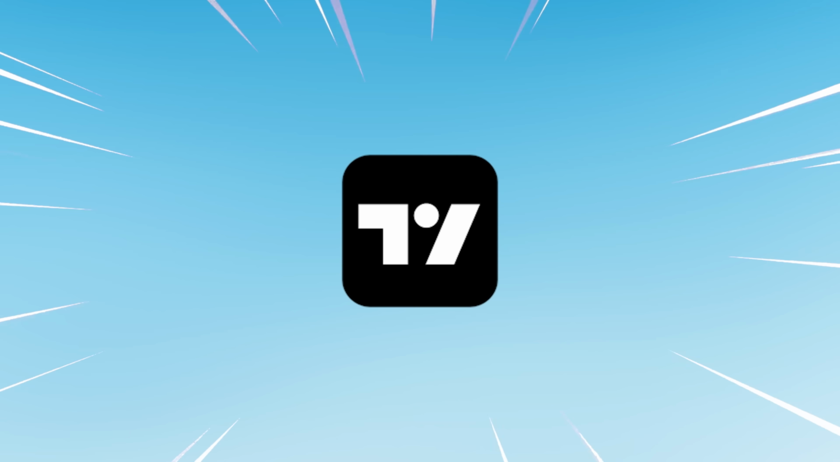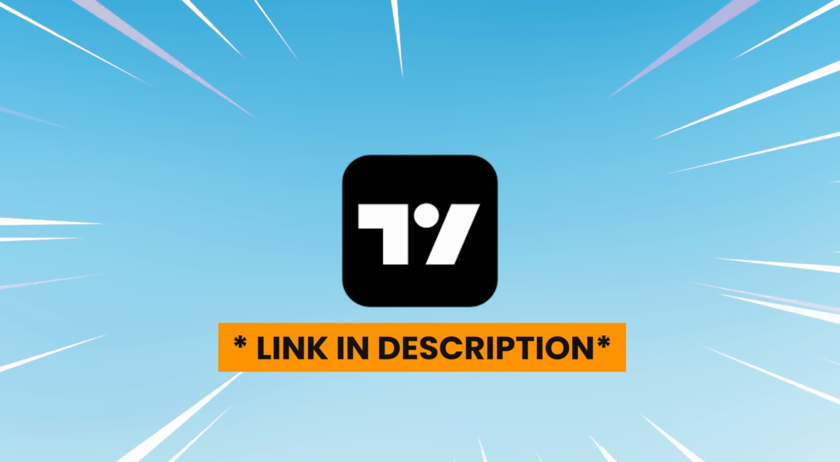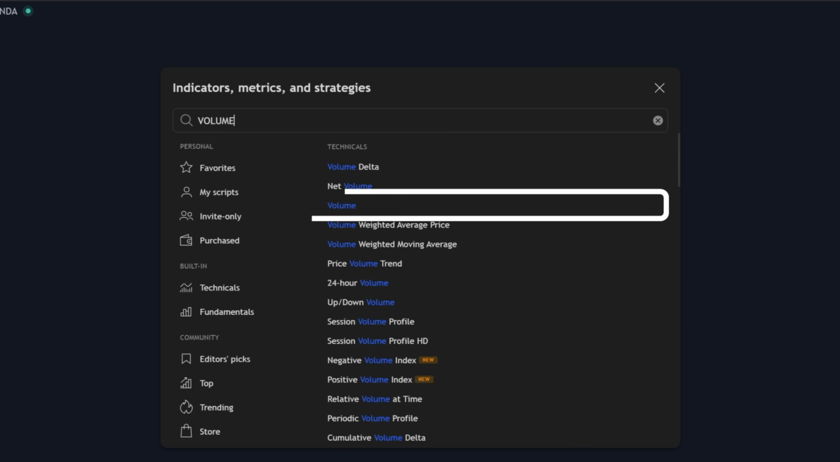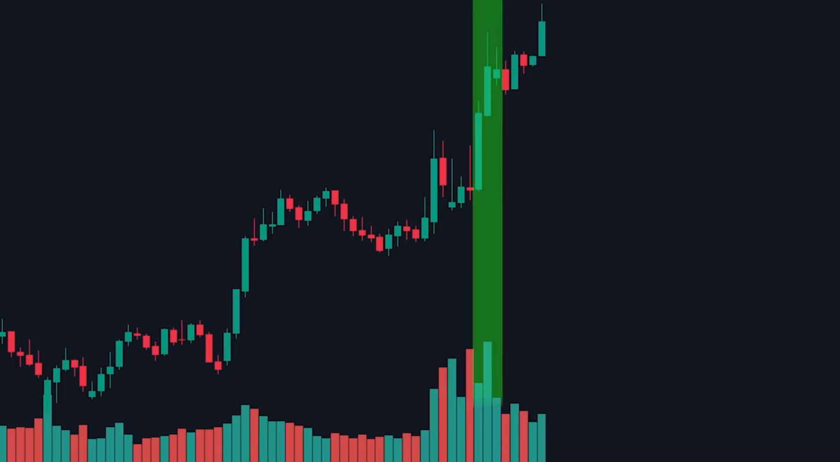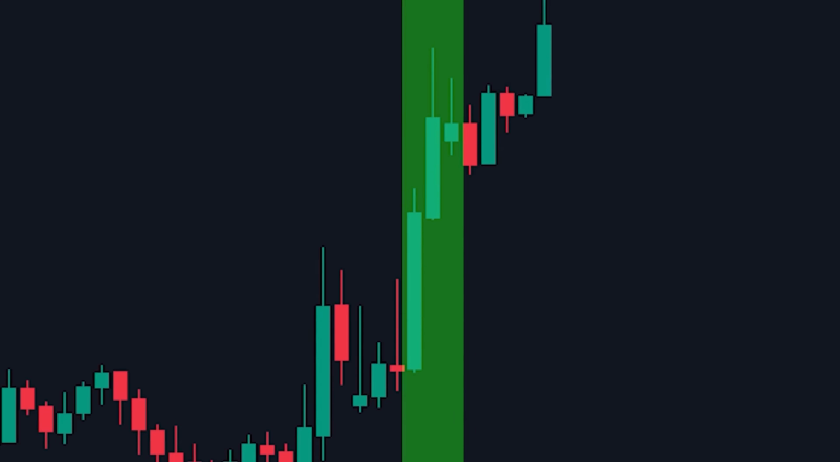Open TradingView. If you don't have it yet, use the link in my description. Click on the Indicators tab and write Volume. Select this one. Scenario 1. Healthy move. Big candles, high volume underneath, effort matches result. The move is real, it has backing, it likely continues.